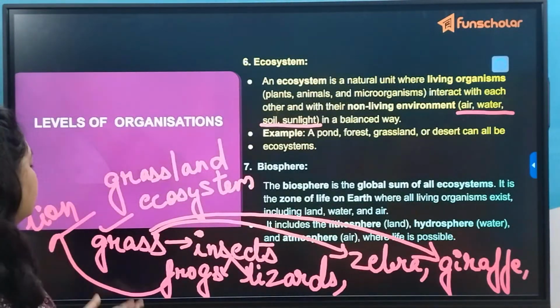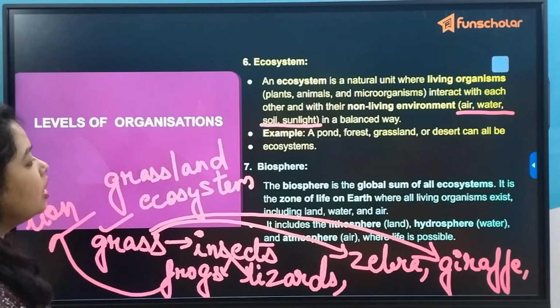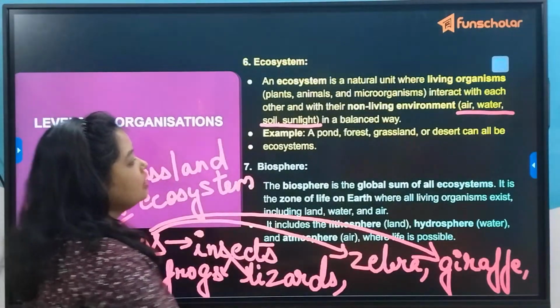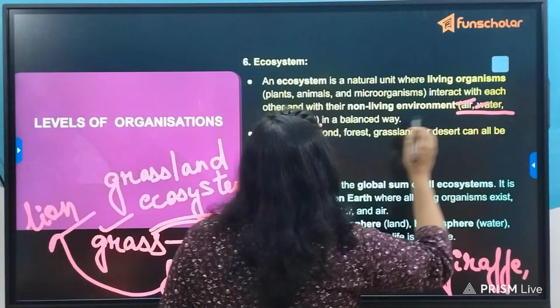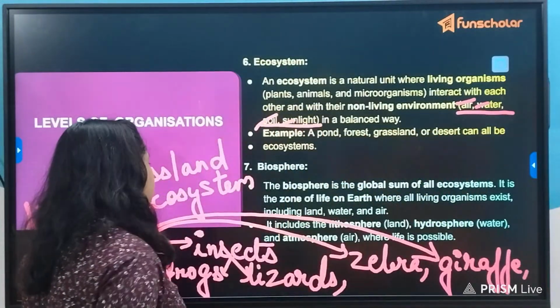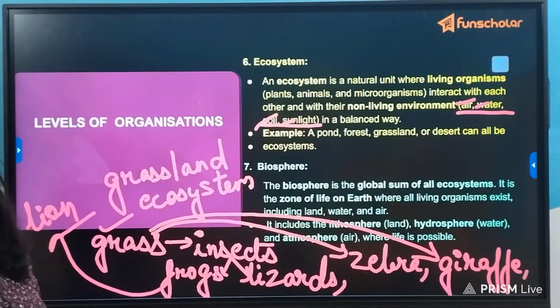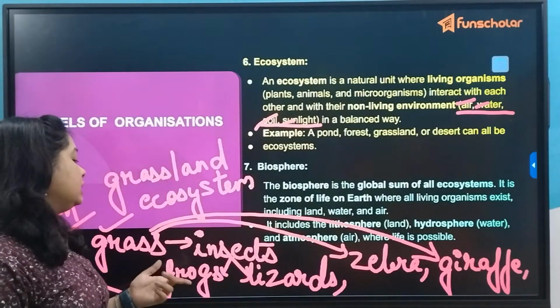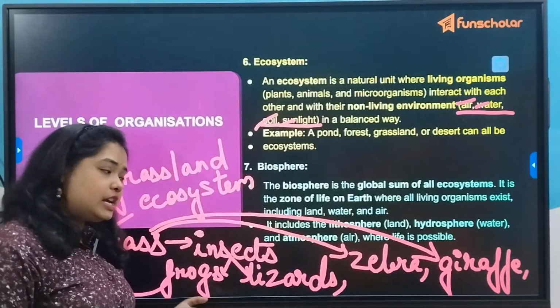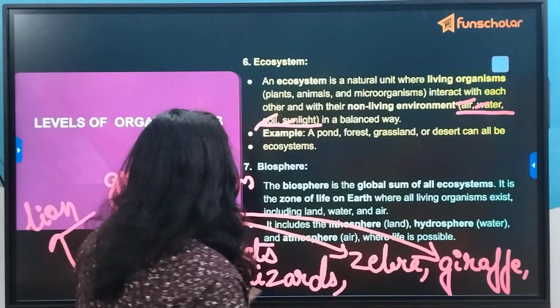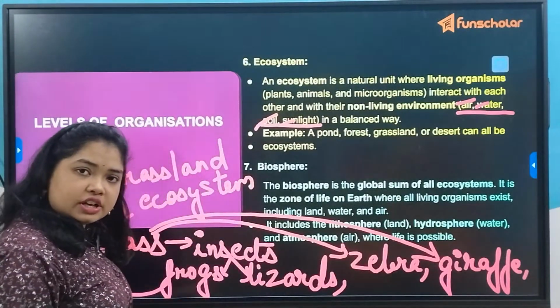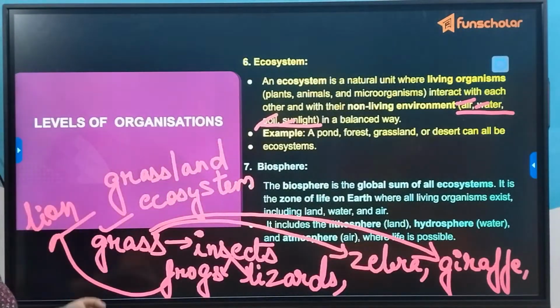We know that since grass is also an autotroph, it will need air, water, soil, sunlight, everything. Why? Obviously, to carry out the process of photosynthesis and prepare food. And in this way, it will give out oxygen, which will be utilized by all the other heterotrophs, right? All the consumers are heterotrophs. And what will the grass get in turn?